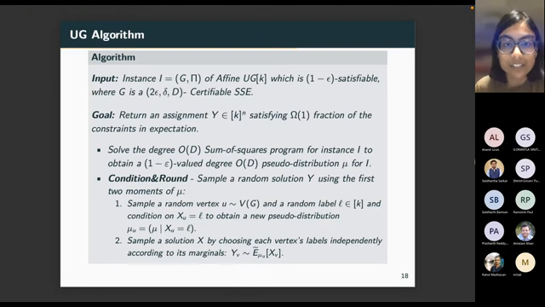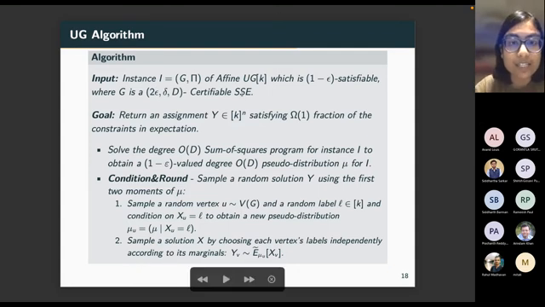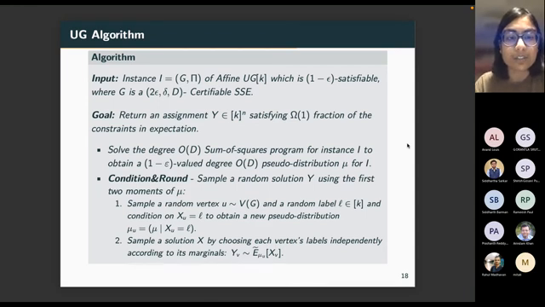Now, obviously, we are not guaranteed that our solution is going to be supported only on one assignment and all its shifts. But basically, when it's a small set expander, we can get that it's supported on solutions of low variance.